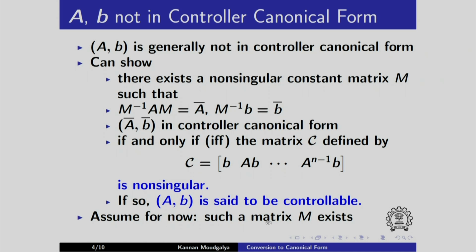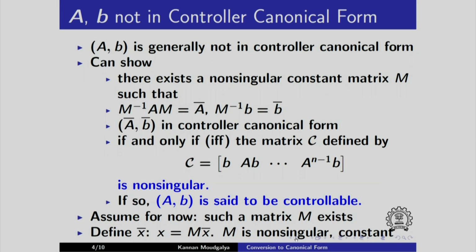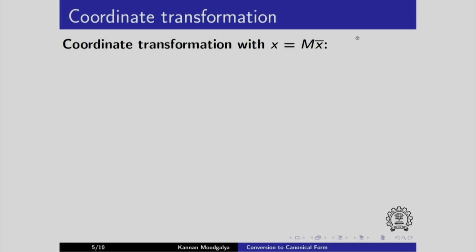Assume for now that we have such a matrix M. In a subsequent video, we will demonstrate that such a matrix indeed exists. So let us define a new vector x bar as follows. Let us write x as M times x bar, and recall that M is non-singular and constant. So we will start with this in the next slide. We refer to this as the coordinate transformation.